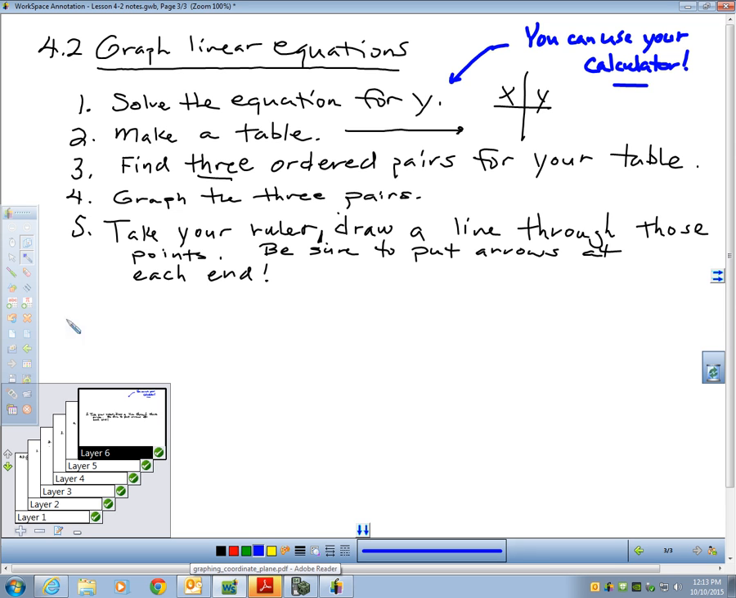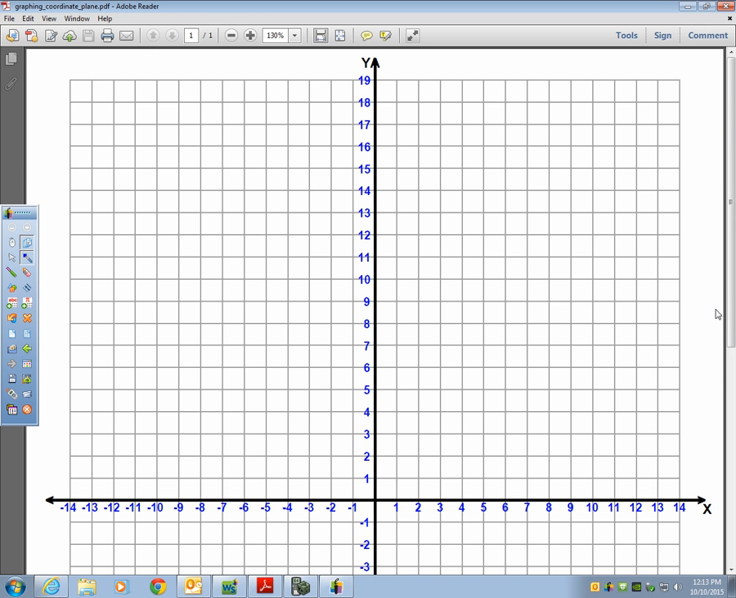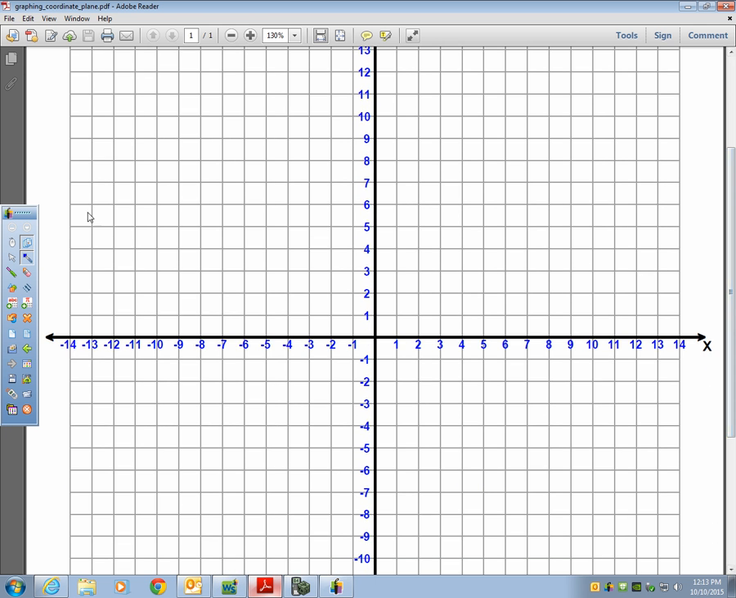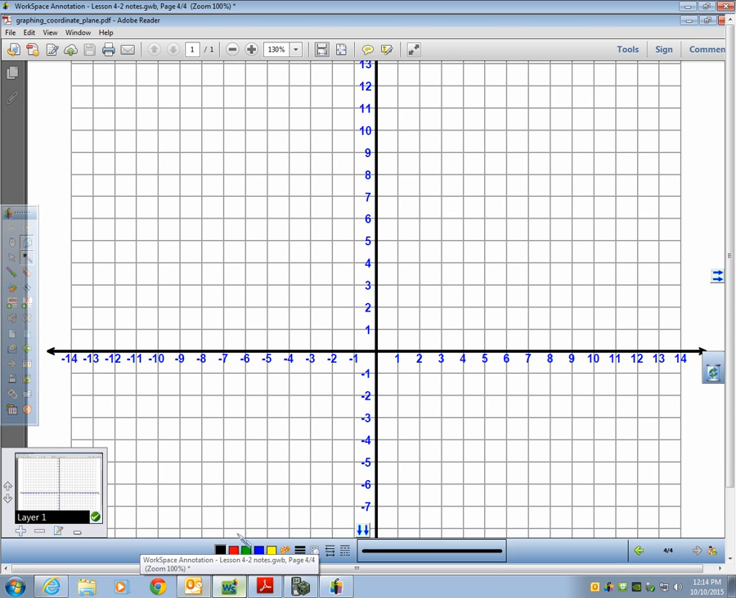So let's go to the bookwork, and let's take out a sheet of graph paper, and let's work on number 12. Okay, so the problem is asking us to graph y minus 2x equals 5. So my first instruction was solve for y. So I'm going to add 2x to each side. And when I do that, do you notice I have this equation in slope-intercept form?